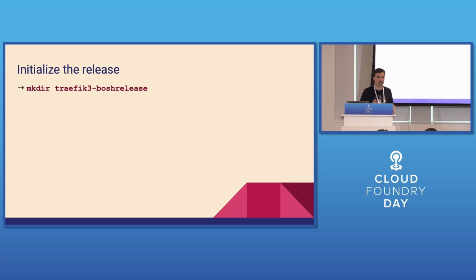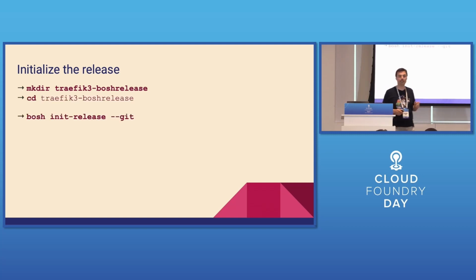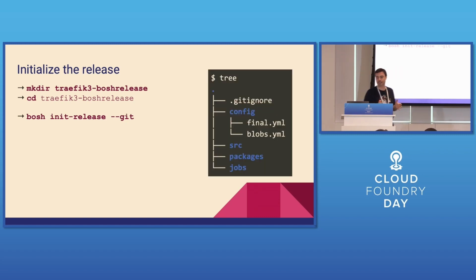We first create a directory, a traefik-bosh-release, right? We go into there and we initialize the release with this bosh init-release --git command. It creates that folder structure, and we don't forget the --git because it's very useful. It brings this .gitignore file that is very useful later on.